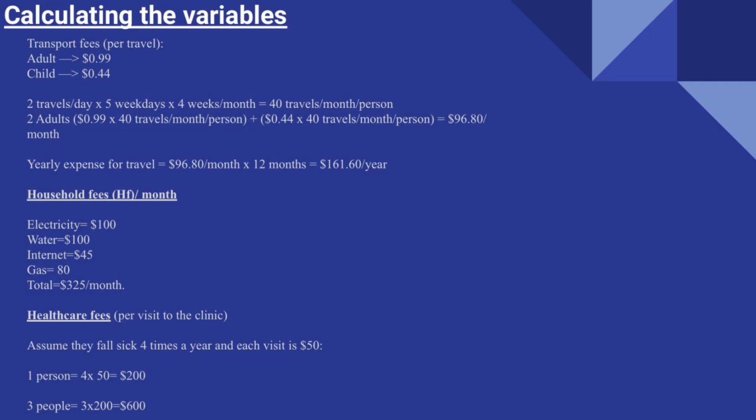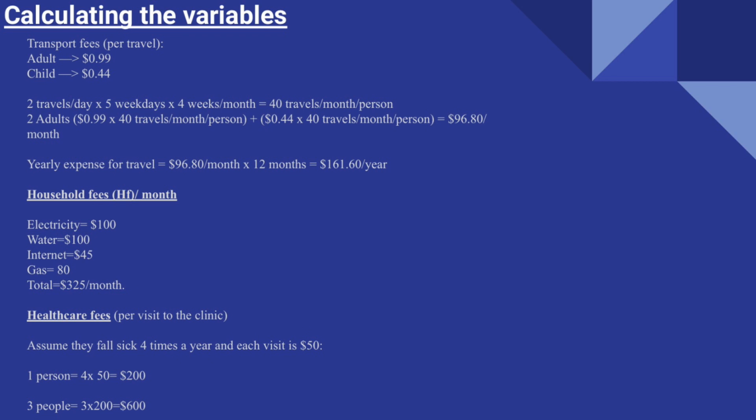Next, this is how we calculate the different variables. Firstly, regarding the travel fees, it is 99 cents for an adult and 44 cents for a child per travel. Assuming he travels twice a day, every 5 days, there will be 40 times each person in the family will travel every month. With that in mind, since there are 2 adults and 1 child, the total amount of money per month on transport is $96.80, in which it is $161.60 a year.